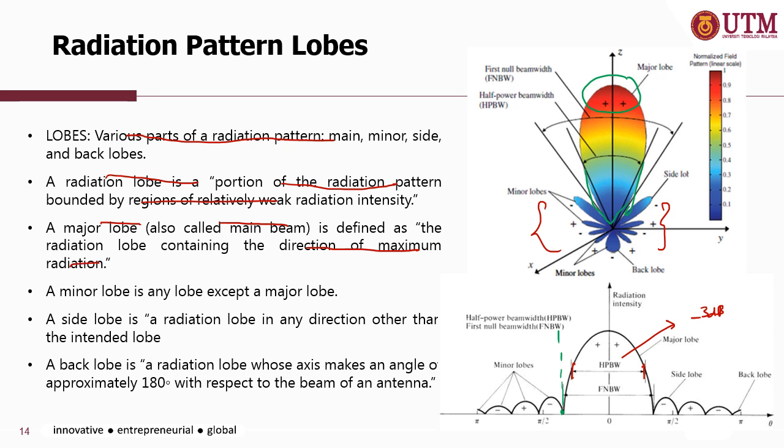And then the side lobe is a radiation lobe in any direction other than the intended lobe, or the major lobe. And the back lobe is the radiation lobe whose axis makes an angle of approximately 180 degrees with respect to the main lobe or the main beam. So basically, the back lobe is opposite the major lobe.